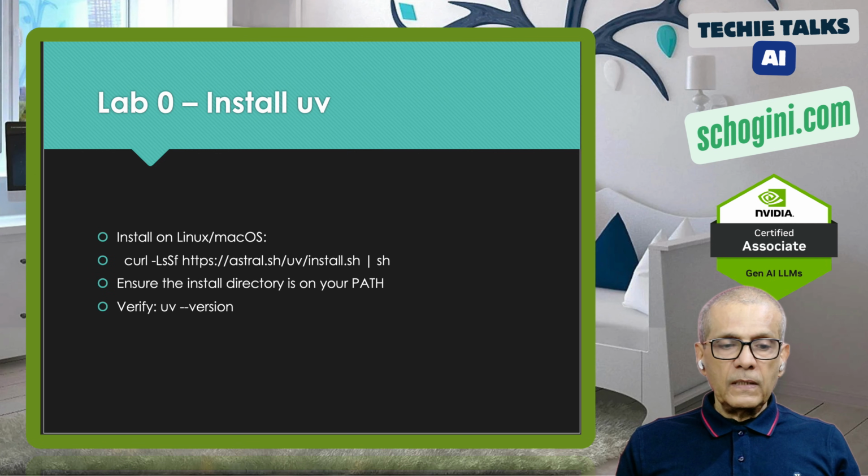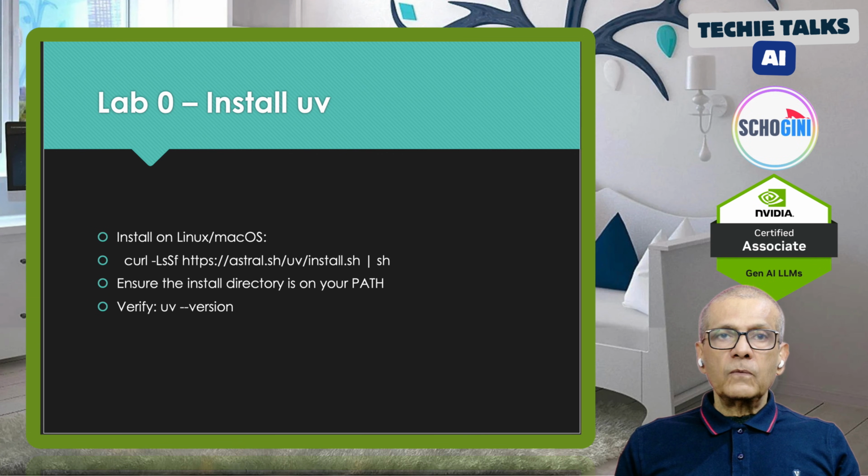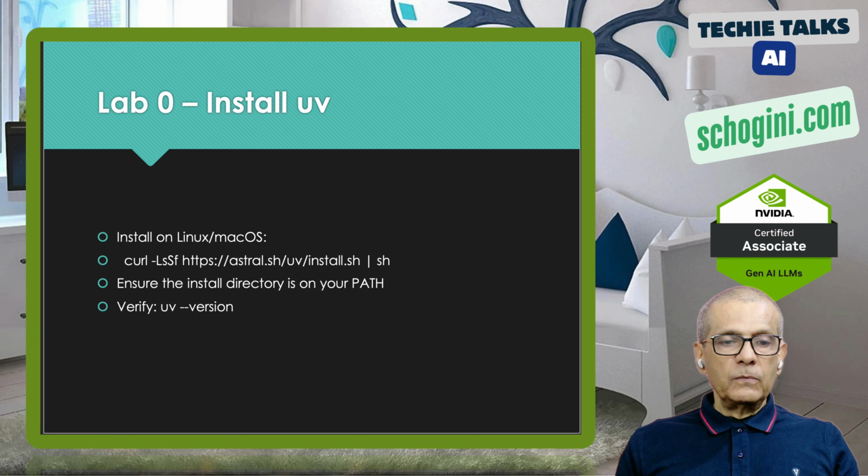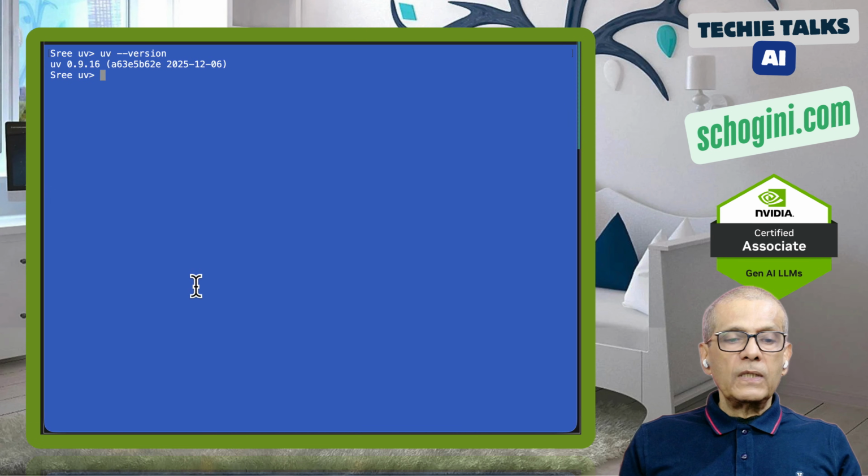Installing UV is simple. On my Mac, I use the curl command like this to install. And once that is installed, you can type uv --version to check the version. So uv version, I have 0.9.16 version. Installation of UV is much simpler than pip plus venv setup.